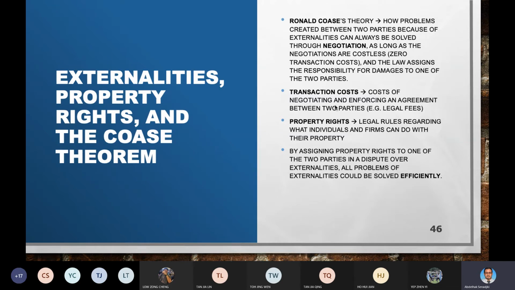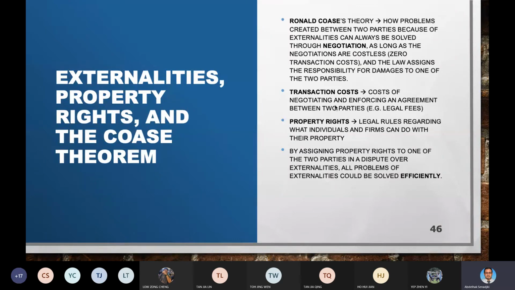Fishermen will say to that firm, hey, you are polluting the river, I cannot catch fish, I will not have any food to eat, or I don't have water to drink. The firm also needs to throw the waste in the river to produce and to make profit. So how do we solve that problem based on Ronald Coase's theory? The problem created between the two parties because of the externalities can always be solved through negotiation. So these two parties sit together and negotiate, but there is a condition: as long as the negotiation is costless.